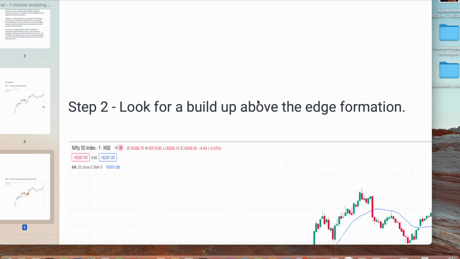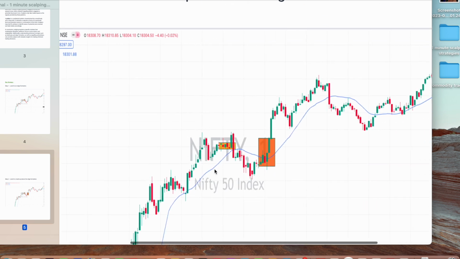Now what is the second step? The second step is to look for a build up above the edge formation, which means if you look at this particular edge formation, this is a perfect edge formation, and here we have seen a long build up above the edge formation. By above I mean that the build up crosses the high of the edge formation. This is called above the edge formation, right?